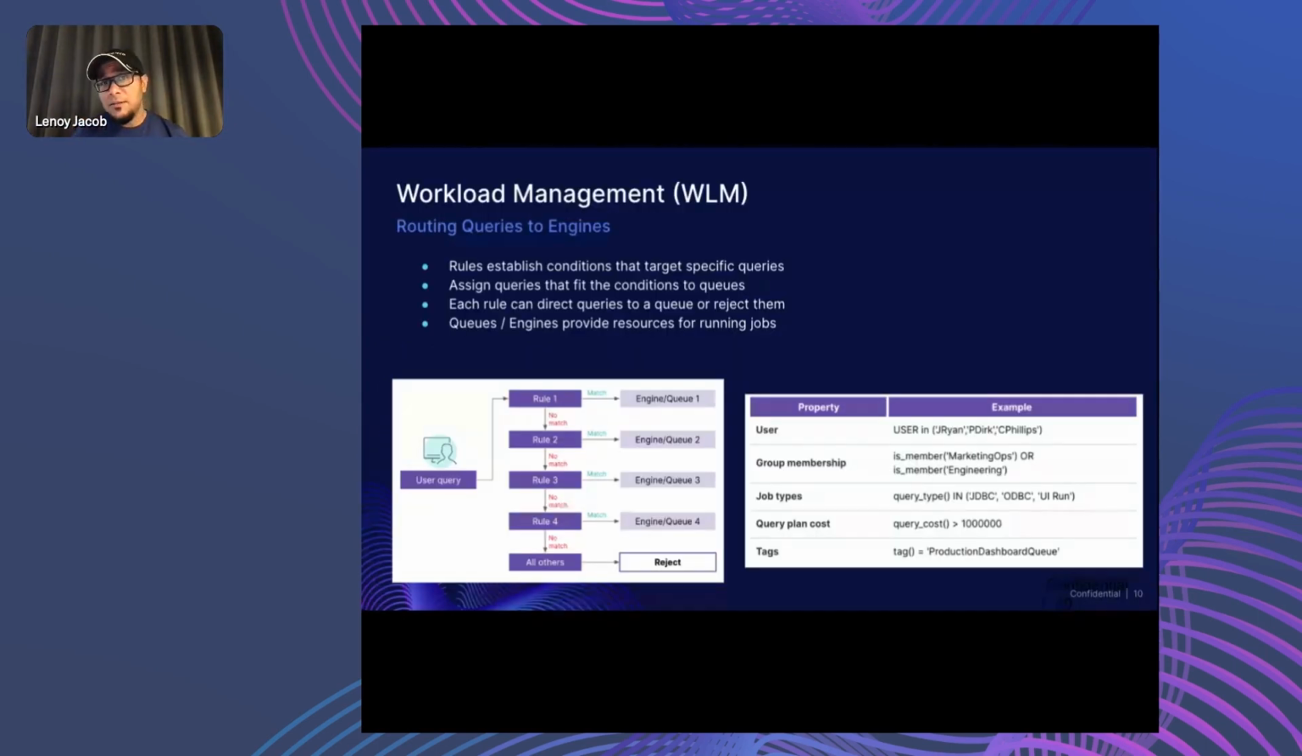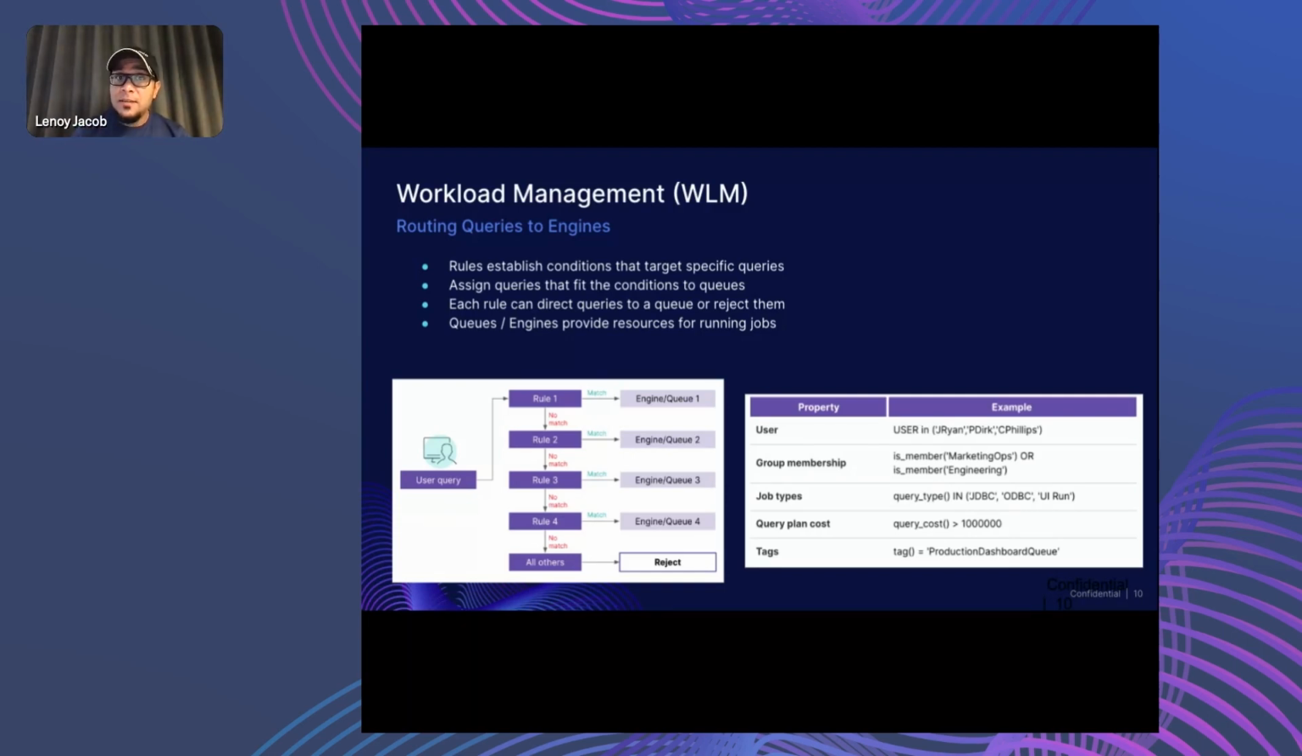Here's how to use WLM. WLM, or workload management, consists of a variety of rules that are evaluated one at a time in priority order. So here in this first diagram, you start at rule 1. If rule 1 is matched, then the query will be placed into an associated queue or allocated to a particular engine. Here it's called queue 1. If rule 1 is not matched, then Dremio proceeds to evaluate rule 2. And if rule 2 is matched, the query will be allocated to queue 2, and so on.